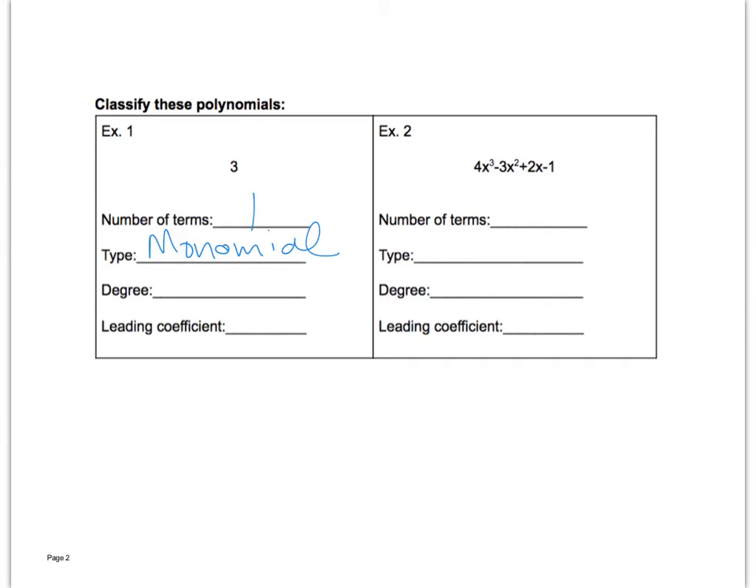It has a degree of 0 because there are no exponents on variables. There are no variables there, so there's no exponents on variables. The leading coefficient is 3. It's the number. Coefficients are the number in front of the variables. There are no variables there, so it's the number in front of the no variable term.